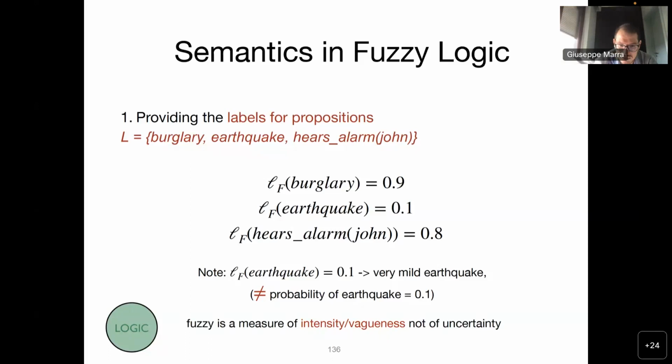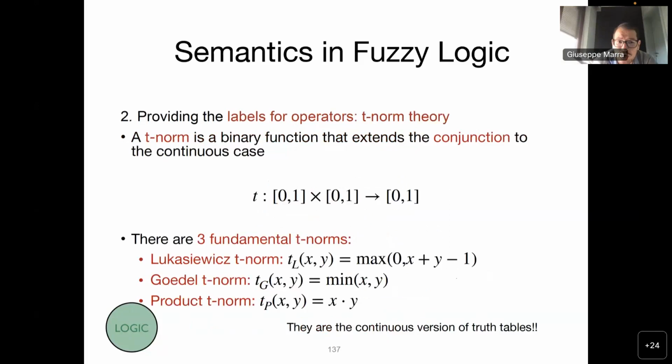Then, as in Boolean logic, you have to give labels to the operators. Of course, since the values for fuzzy logic are continuous, we move from truth tables to continuous functions. And in this case, t-norms are defined. A t-norm is a binary function that extends the conjunction to the continuous case.